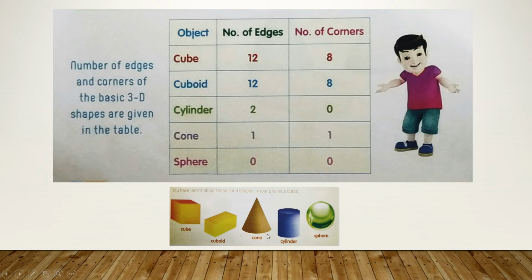For cone, there is a flat edge at the bottom. So this is the edge, and here we have 1 corner as well. For cone, we have 1 edge and 1 corner. This is 1 corner, this is 1 edge. For sphere, there is no edge and no corner.